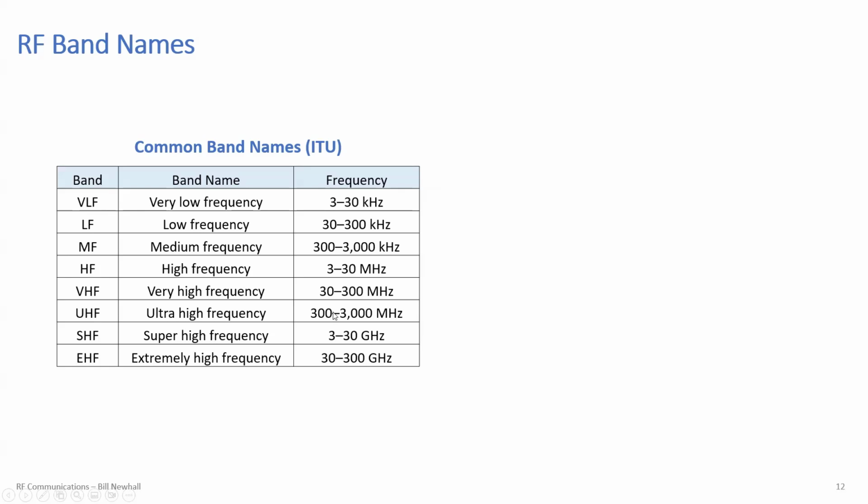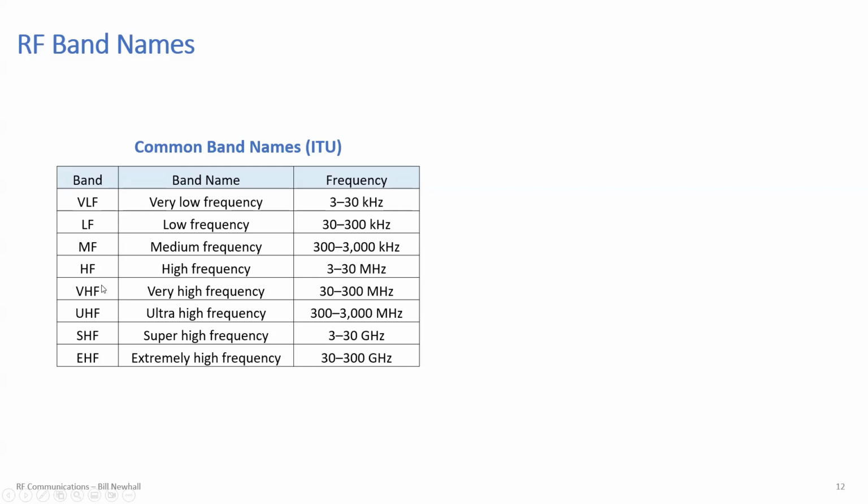UHF between 300 megahertz and 3 gigahertz. There's SHF, EHF. You can go low in frequency, VLF, LF, MF, HF. HF, which stands for high frequency, these days is a pretty low frequency actually, but back when radios were first being developed, HF was pretty high in frequency. The name stuck.